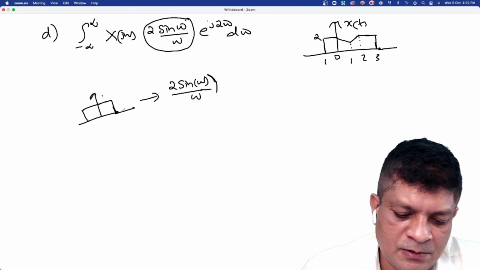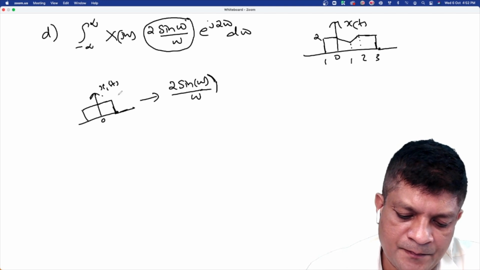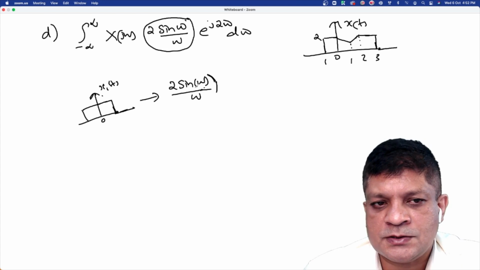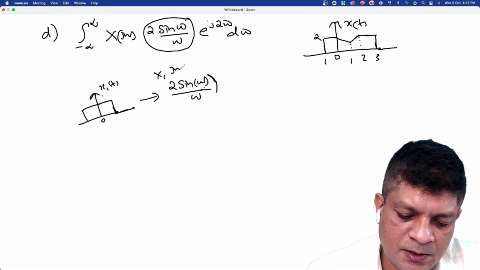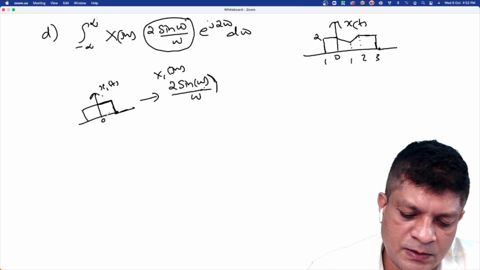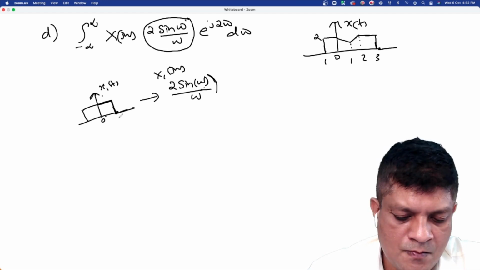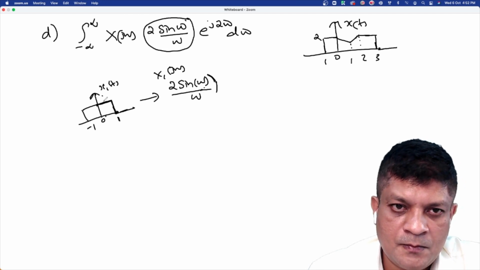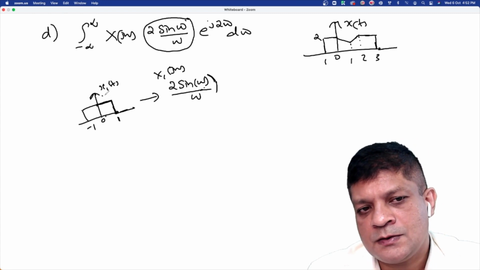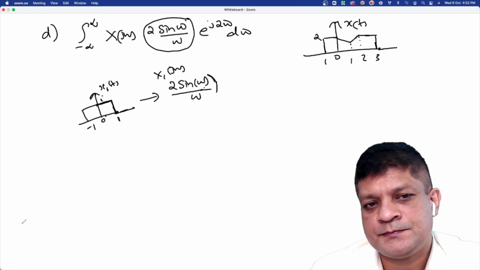And what is the width of that function? Let's say this is some signal x1(t). Its Fourier transform is this, X1(j omega). What is this width? 1. And what about the height, the amplitude of that signal? 1. This is the signal.